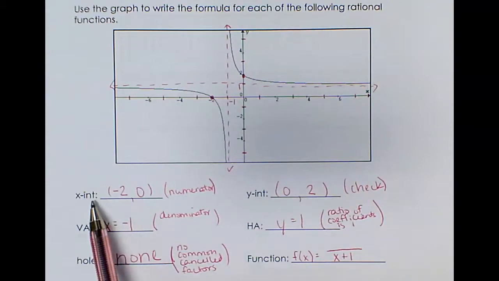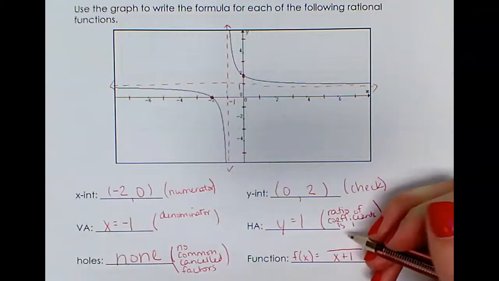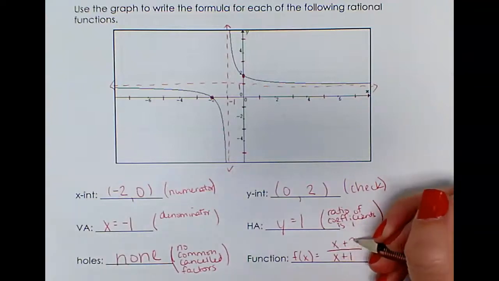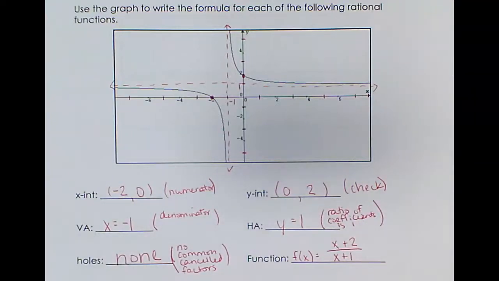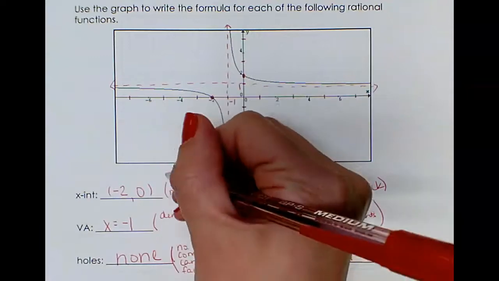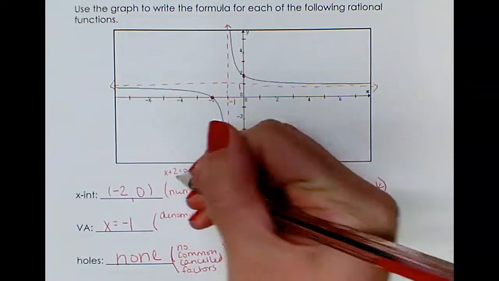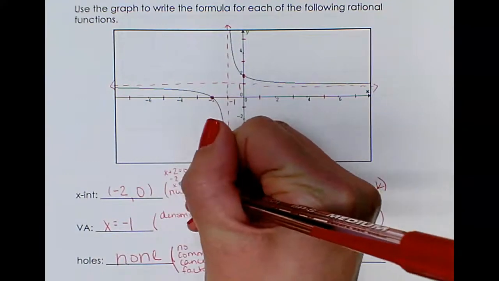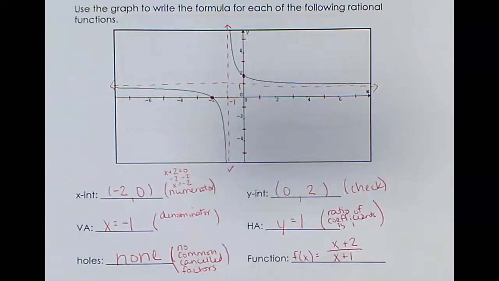And then the x-intercept is at -2. And so the numerator should be x plus 2. Because remember, when you're calculating the x-intercept, you're setting the numerator of the function equal to 0. So x plus 2 equals 0 gives that x-intercept value of -2.